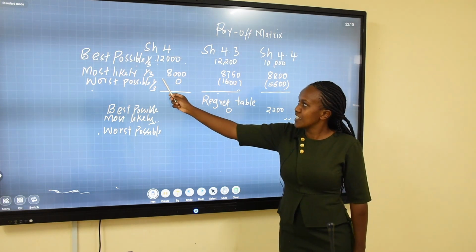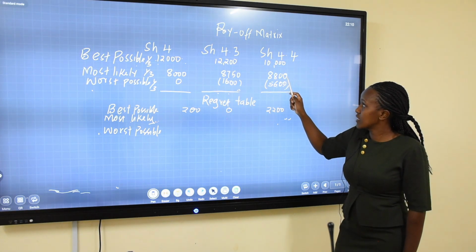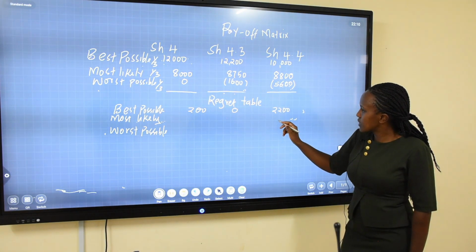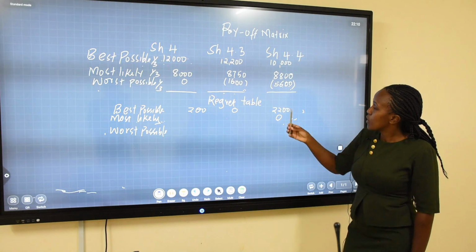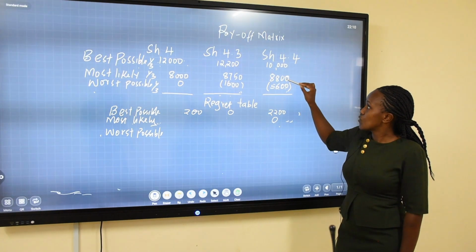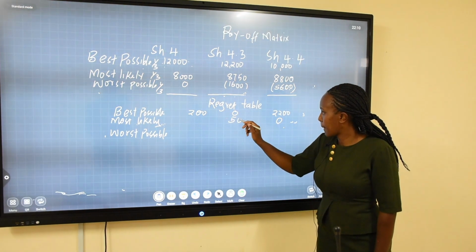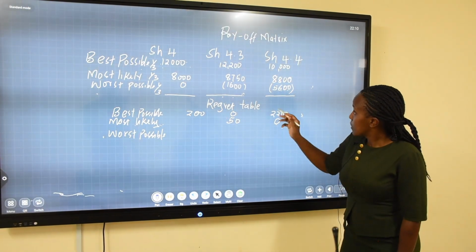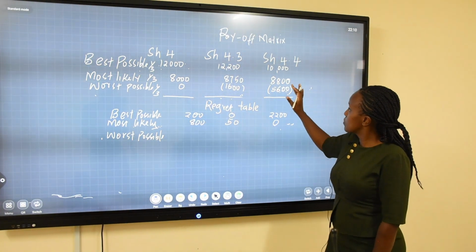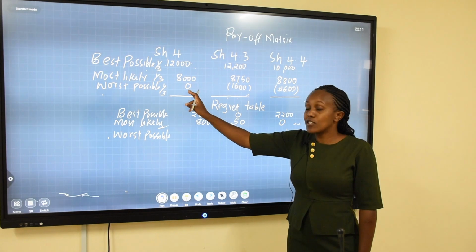In the second, in the most likely, here, the highest is the 8,800. If you choose 8,800 by setting the price at 4.4, you're not going to regret. So here the regret is going to be 0. But if you choose to set the price at 4.3, you're going to regret 50, which is the difference between 8,800 minus 8,750. Therefore, you're going to regret 50, which is the opportunity loss. But if you choose the price at 8,000, you're going to regret 800, which is the difference between here 8,800 minus 8,000. The last one, the best is 0.